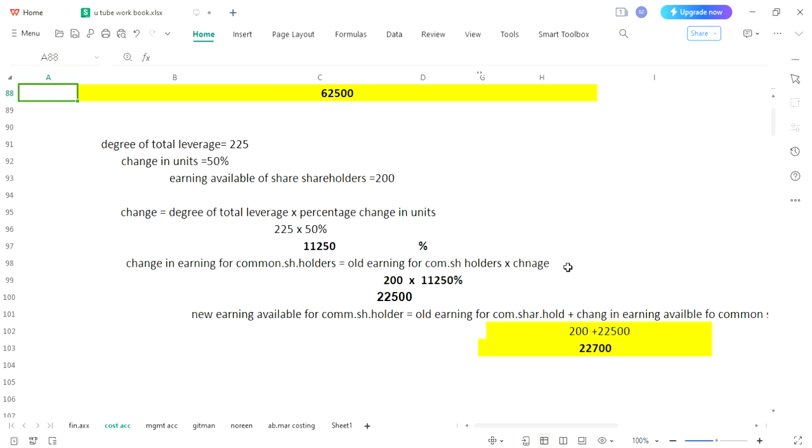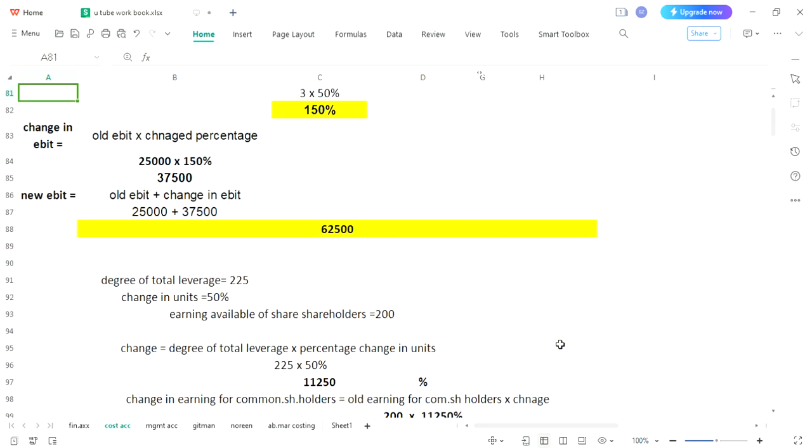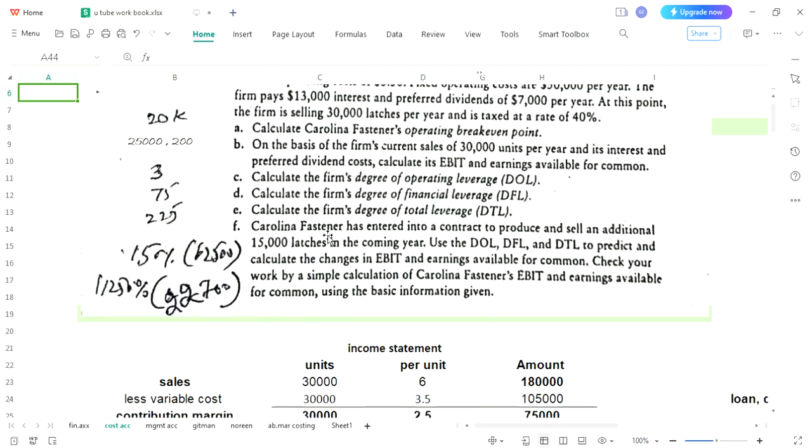What we have done, we have used this degree of operating leverage, 2.5, with the help of which you have predicted your income available for shareholders, and this was your EBIT, and the predicted percentage was 150%. So finally you have an idea of your future EBIT, 62,500. Just with these two lines you predicted your EBIT. In this way our question has been completed.